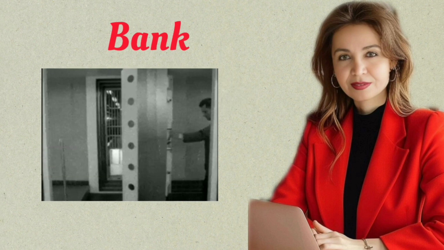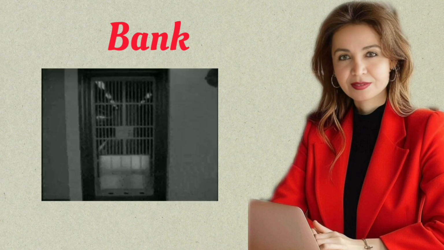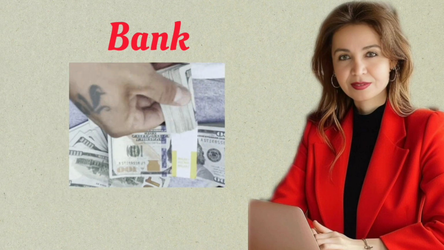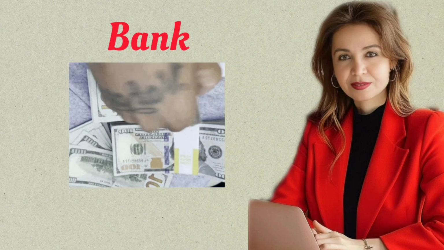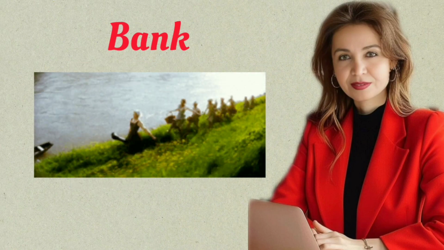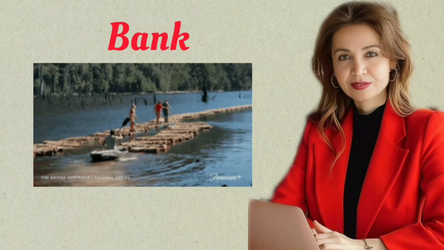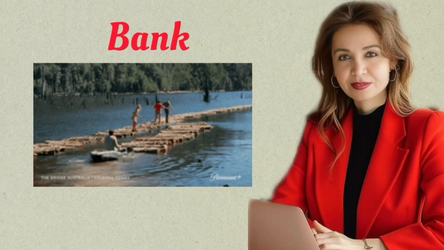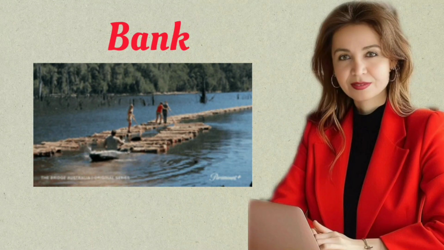Next homonym is bank. It's a financial institution where you collect money for saving your money, or you can take a loan from the bank, which means you should provide them with your bank account. On the other hand, bank is also the side of a river where we sit and we can watch boats going around the bank of the river.